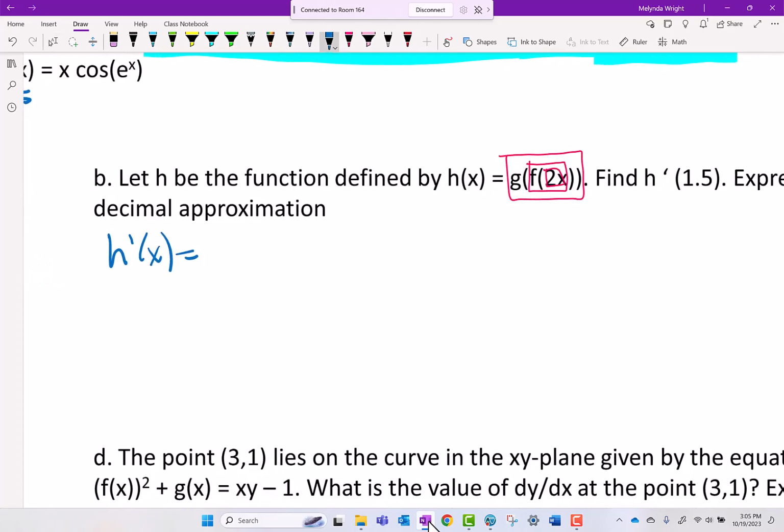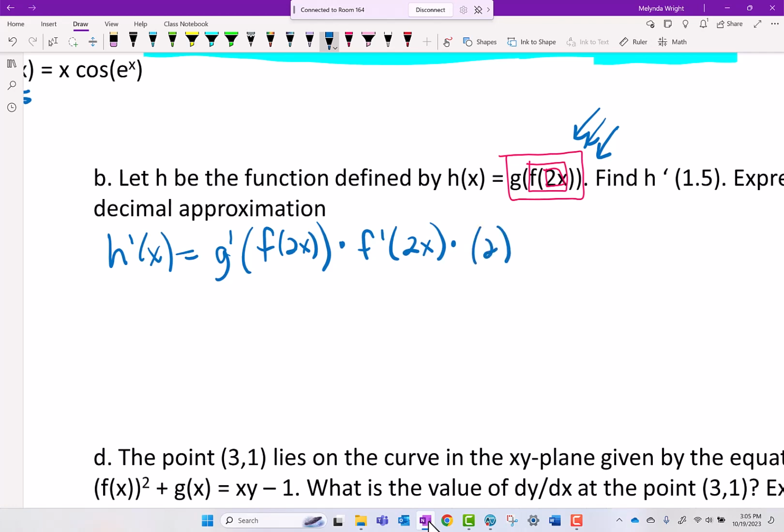So h prime is going to be, the derivative of g would be g prime, copy paste the inside, don't even look at it, times, I'm going to go to the middle function. The derivative of f is f prime, copy paste the inside, don't look at it, times. I keep referring to this over and over again, right? I go back here to figure out what I'm doing. Now I'm going to take the derivative of the innermost function, which is 2x, and the derivative of 2x is 2. That's my derivative, as bizarre as it looks. That's it.